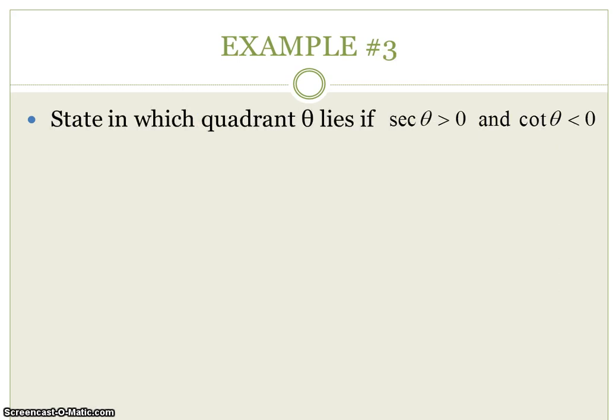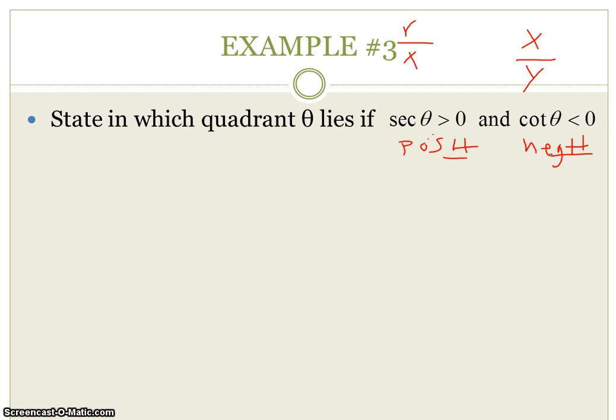So for example 3, we're asked to state in which quadrant theta lies if secant of theta is a positive number and cotangent of theta is a negative number. I remember that secant is going to be my R over my X, and my cotangent is my X over Y. So what we're going to do is think about what quadrants these could possibly be. Secant is greater than 0, which means it's a positive number, and cotangent is less than 0, which means it's a negative number. So secant is positive, cotangent is negative.